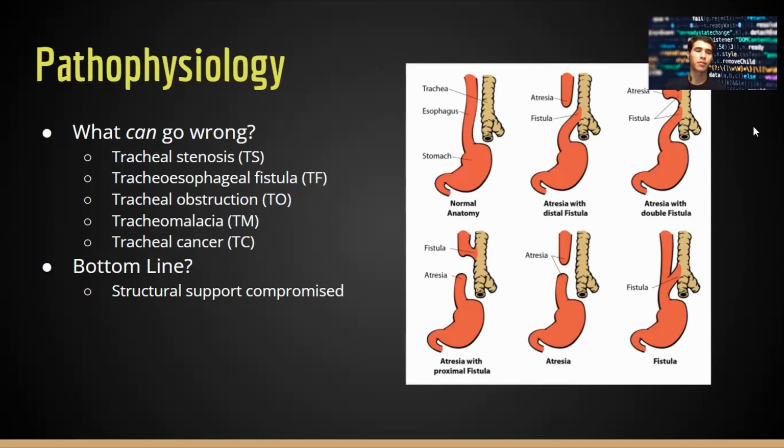So what can go wrong with a trachea? A couple of cases can go wrong, but in most cases, the bottom line is that the structural support is compromised, so the air does not reach the lungs as it's supposed to. Some of these cases include tracheostenosis, where there's an obstruction, the trachea is too compressed and can't channel oxygen.